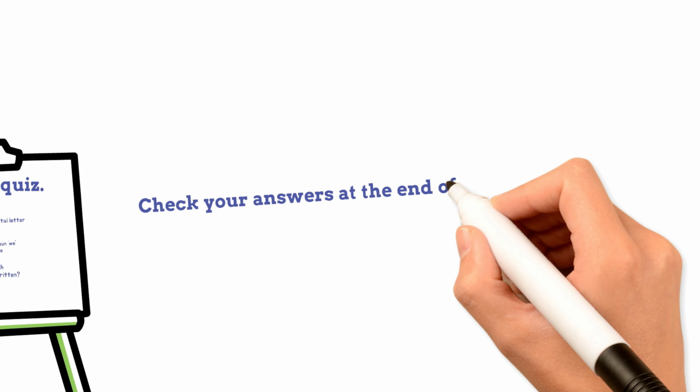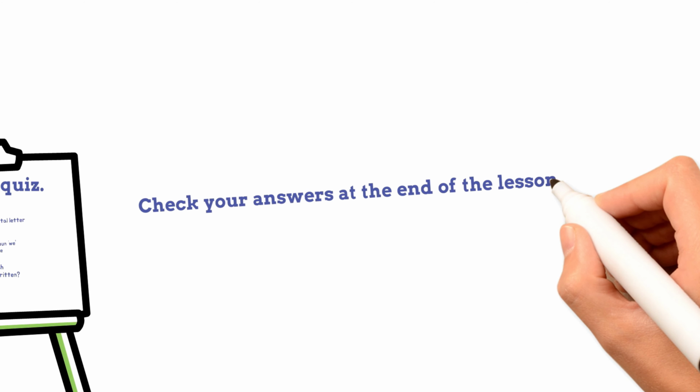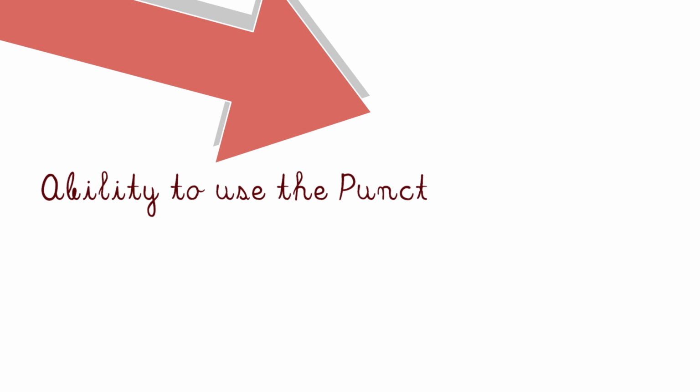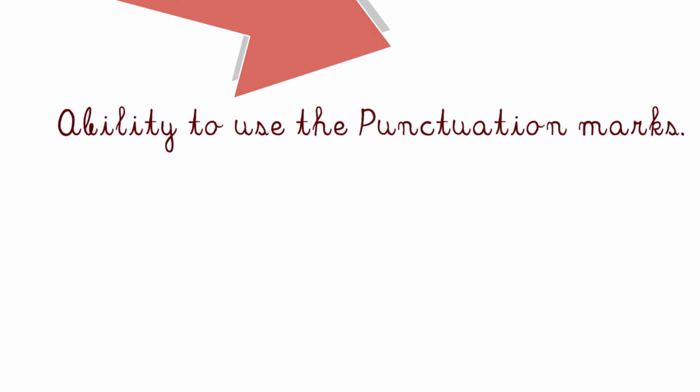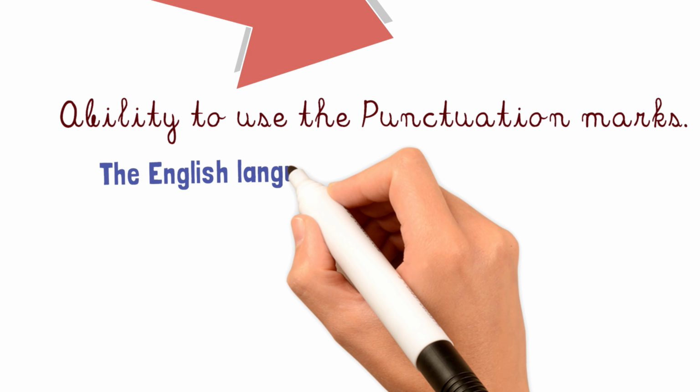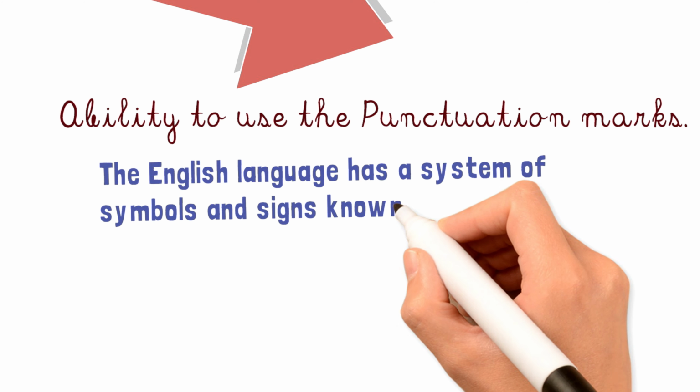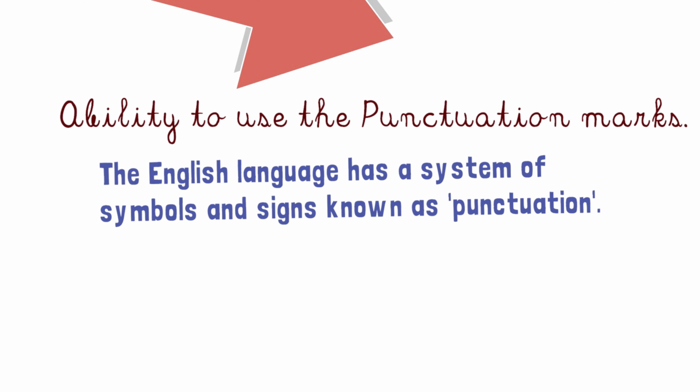So, dear students, what does this quiz indicate? It indicates the use of the punctuation marks in written English, and at the same time, it checks your ability to use the basic punctuation marks correctly. Well, let's know now, what is punctuation? The English language has a system of symbols and signs known as punctuation.